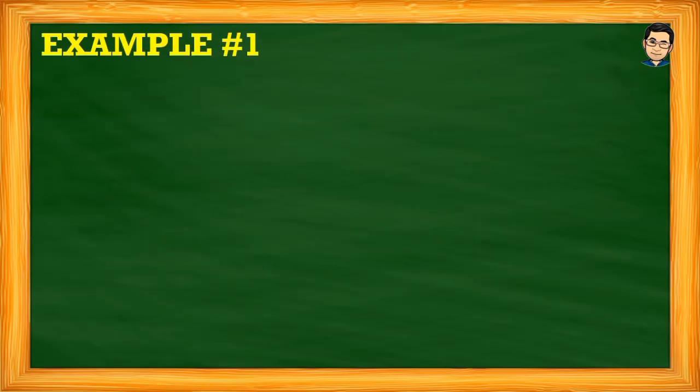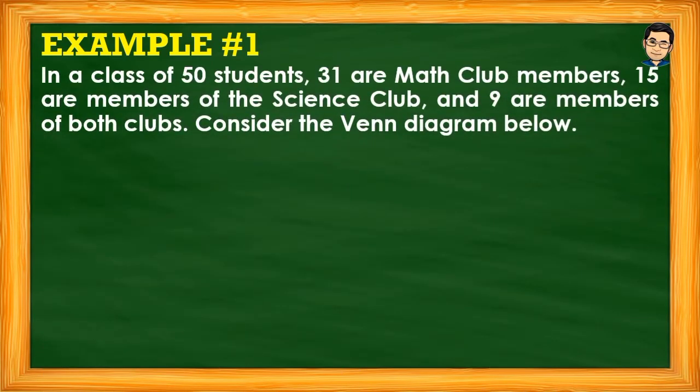So for you to understand the probability of the union of two events, yung compound events, let us have an example. For number 1, in a class of 50 students, 31 are math club members, 15 are members of the science club, and 9 are members of both clubs. Consider the Venn diagram below. Sa probability of union of two events, mas maganda na meron tayong illustration na Venn diagram para mas nakikita natin yung mga info, yung mga details ng given problem natin.